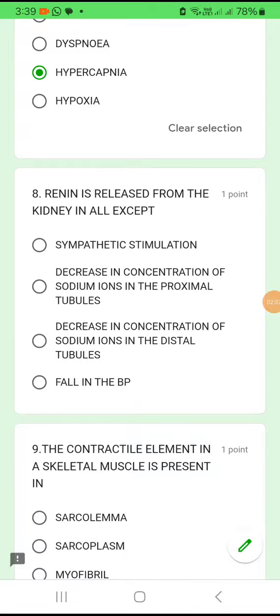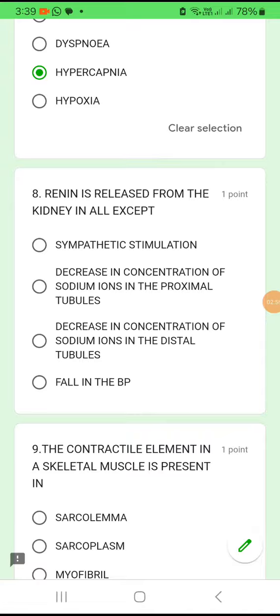Question number 8. Renin is released from the kidney in all of the cases except. Okay, so question is except. Renin is released from the kidney when there is a sympathetic stimulation. Yes, that is true. Whenever there is sympathetic stimulation, renin is released. So that is not the answer.